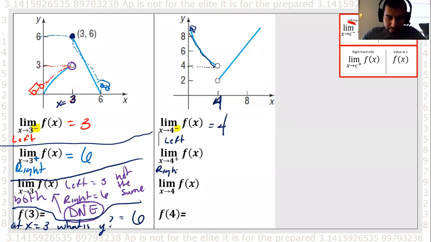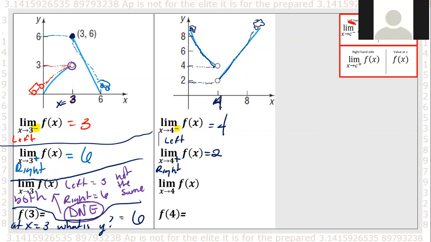This one right here, because of the plus sign, I'm going from the right. So my little roller coaster is going super close to 4, but not exactly 4. What is my y value right there? 2. Yeah, it should be a height of 2. Okay.